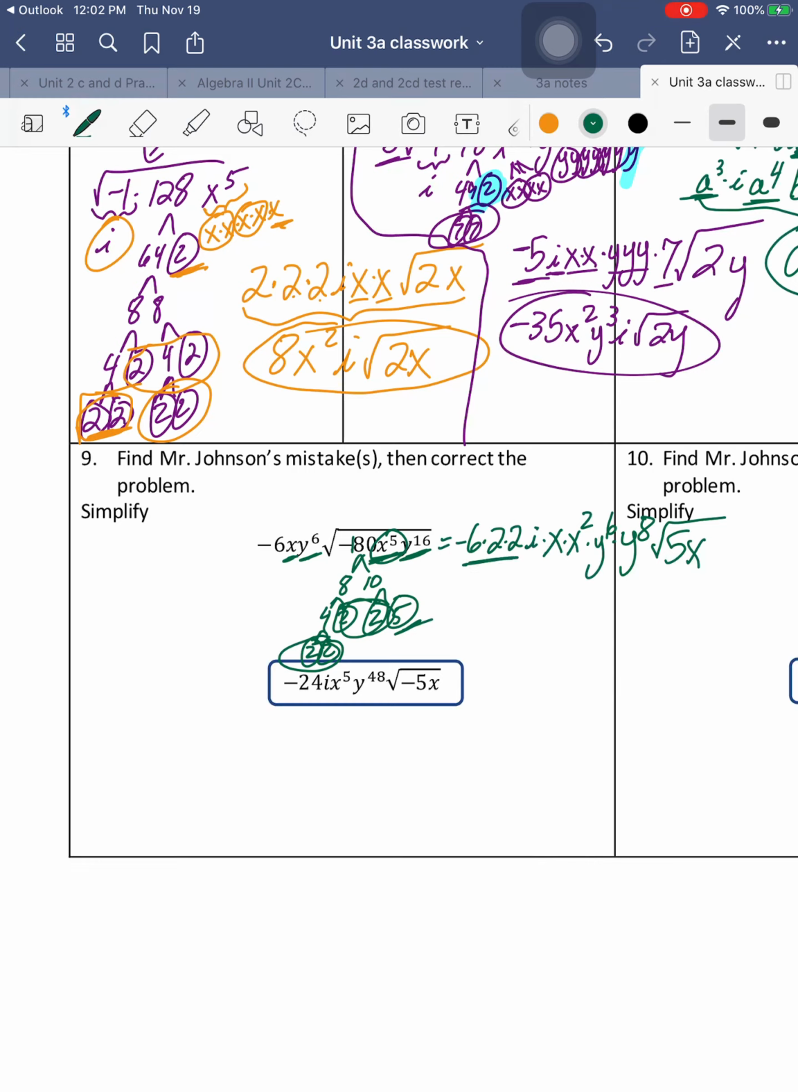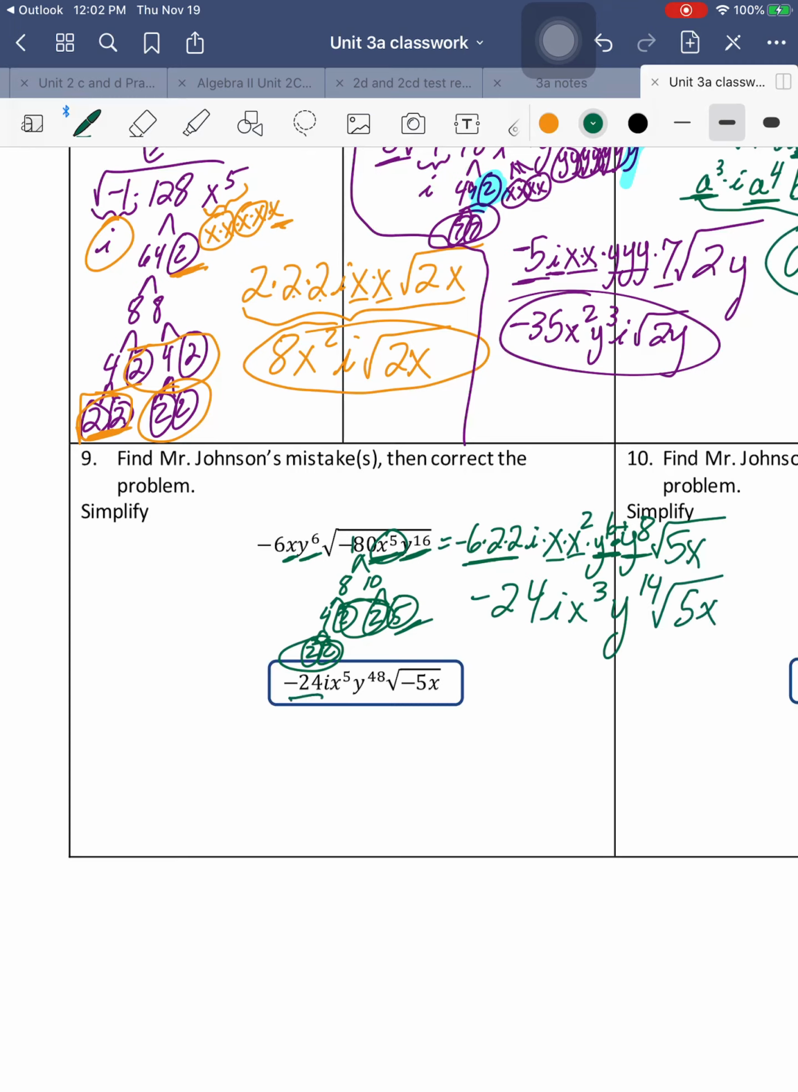All right, so we have negative 6 times 2 is negative 24. X times x squared is x to the 3rd. Y to the 6th times y to the 8th. Like bases, so like bases are the y's. With multiplication, you add the exponents. So y to the 14th square root of 5x.